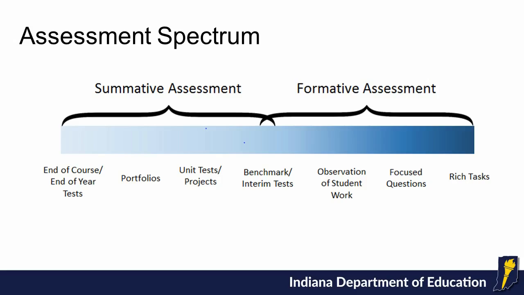Specifically, interim benchmark assessments are shown as falling under formative and summative assessments. We want to focus on the fact that how you use data from benchmark interim assessments determines the category of the assessment. Using benchmark interim assessments to inform and direct instruction means they would fall in the formative category. A balanced system of assessments means you would use a variety of the assessments that are shown on this spectrum.